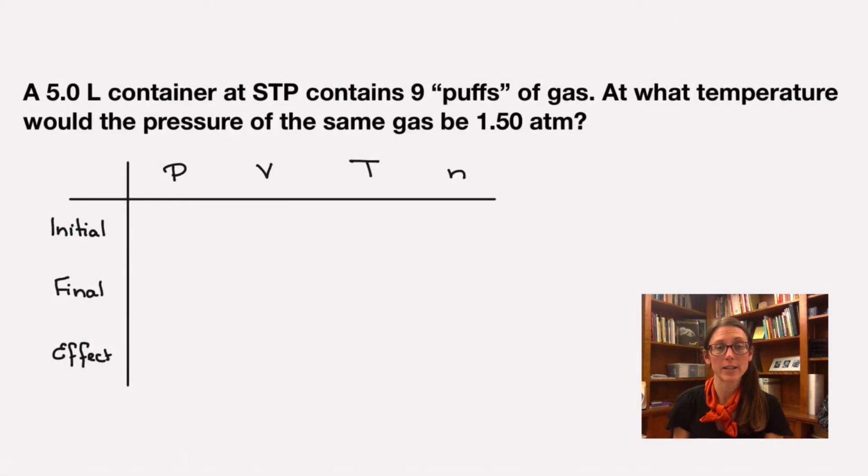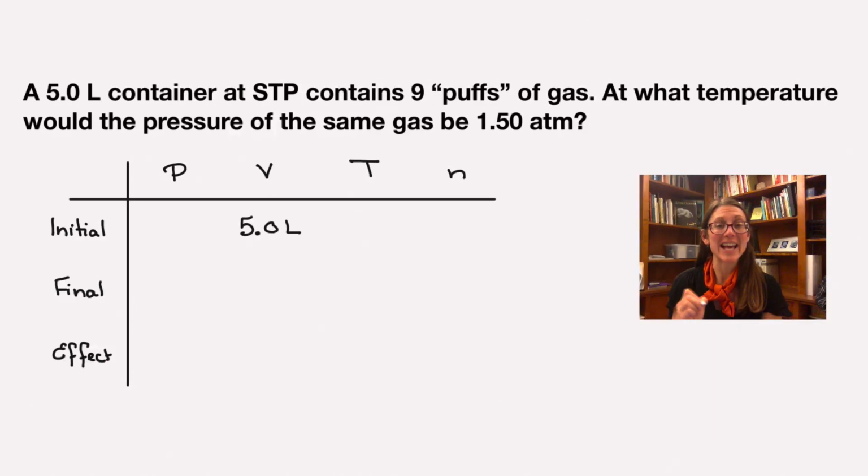So let's take a look at a second example. So now we've got a 5-liter container at STP, and it has 9 puffs of gas. At what temperature will the pressure of the same gas be 1.5 atmospheres? So again, you're going to start by taking this and putting all the information you know into this IFE table. So first you've got 5 liters. Liters indicates that this is volume, so I'll put that under the initial volume. And it says it's at STP.